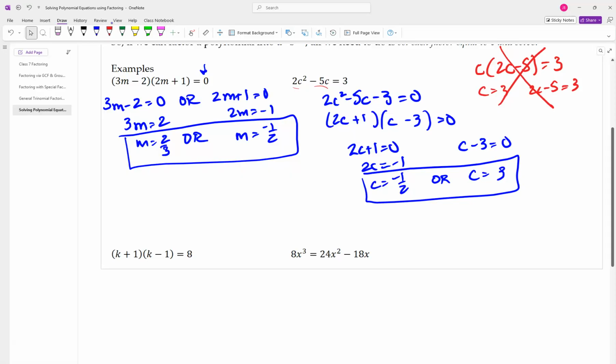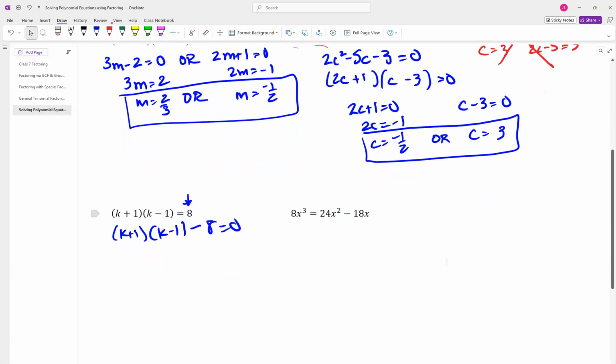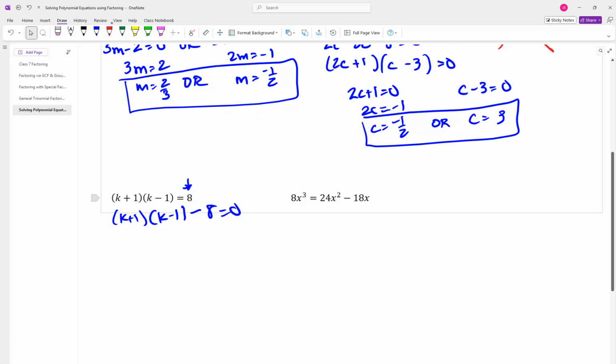So this next one is the same sort of trap as the previous one. It is equal to 8. I can't set each one equal to 8 independently, so I need to move it over and make sure it's equal to 0. So k plus 1, k minus 1, minus 8 is equal to 0. Okay, that's fine and well, but we don't know what to do. It's kind of factored, but not really factored. So what do I need to do? I actually need to FOIL it out, do the distribution, and then refactor.